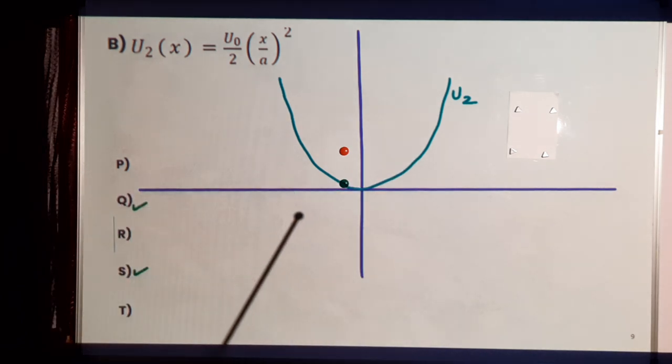Minus A will be here. To oscillate about a point, there should be a minimum at that point. At minus A, there is no minimum. So T is not true. So B will match with Q and S.